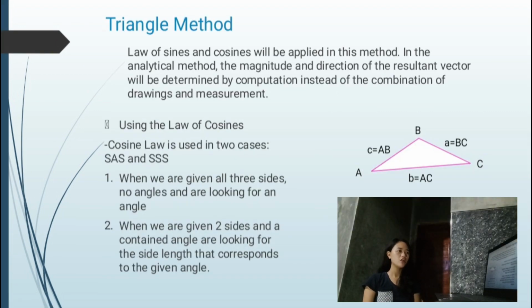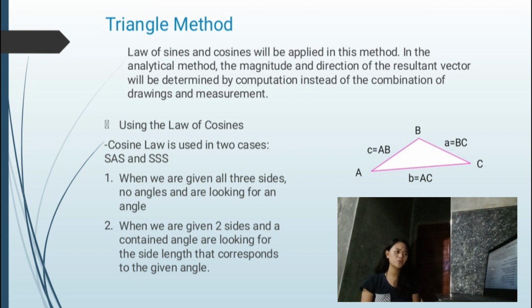Triangle method. The law of sines and cosines will be applied in this method. In the analytical method, the magnitude and direction of the resultant vector will be determined by computation instead of a combination of drawings and measurements. Using the law of cosines: the cosine law is used in two cases, SAS and SSS. SSS is when we are given all three sides, no angle, and are looking for an angle.